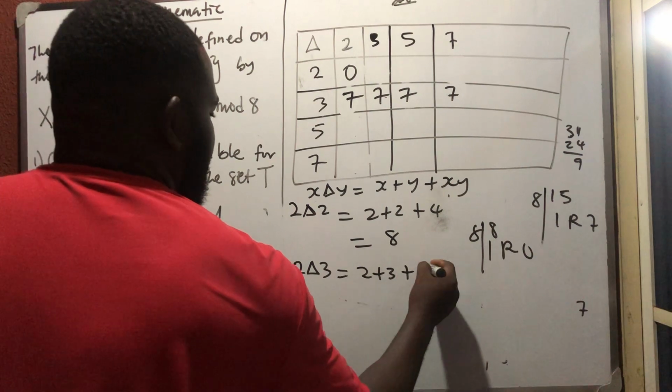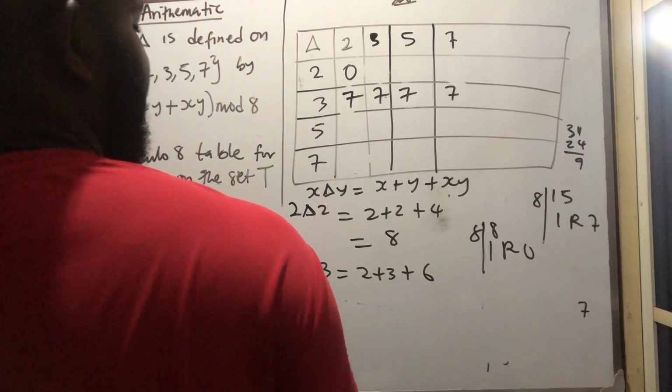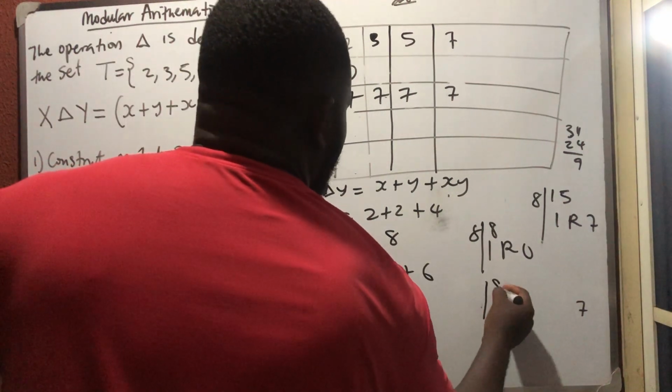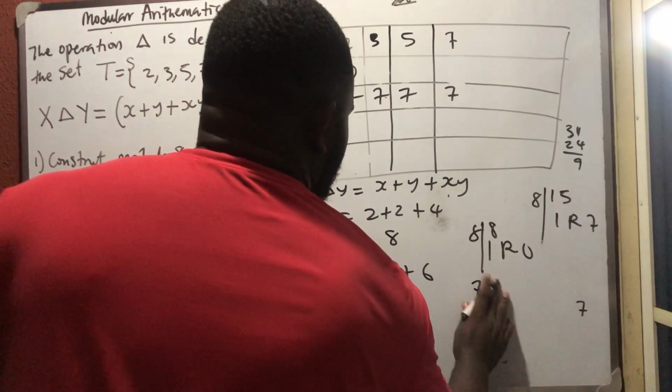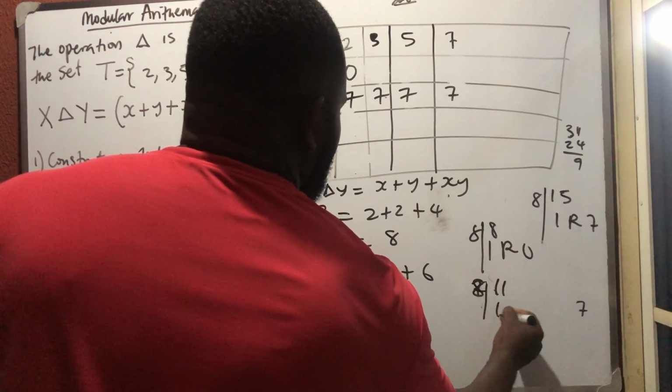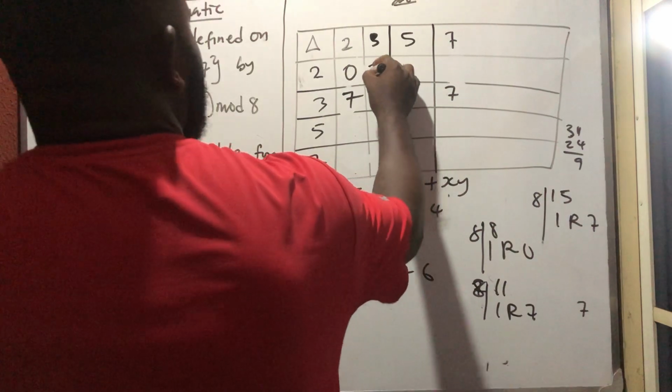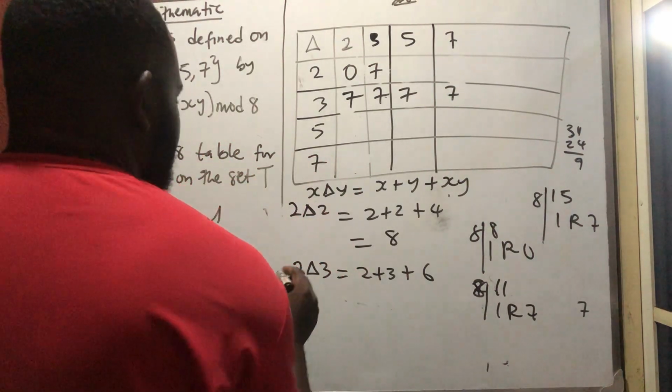So the next one is 2 operating on 3, which is what? 2 plus 3 plus 2 times 3 is 6. This and this will give me 9. 9 plus this is 11. 11 divided by 8 is 1 remainder 7. So here is 7.